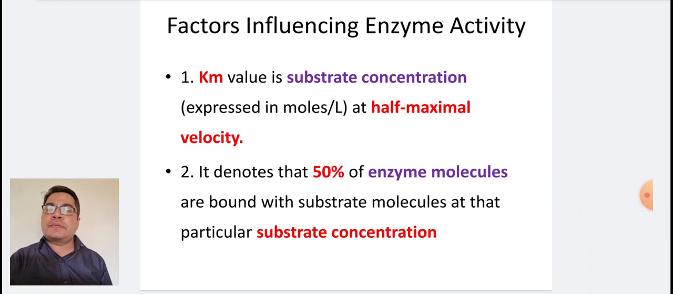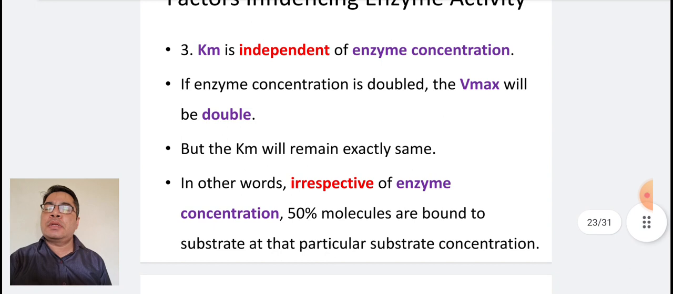Km value is the substrate concentration, expressed in millimoles per liter, at half maximal velocity, and it denotes that 50% of enzyme are bound with substrate molecules at that particular substrate concentration. Km is independent of enzyme concentration. If enzyme concentration is doubled, the Vmax will be doubled, but the Km will remain exactly the same. In other words, irrespective of enzyme concentration, 50% are bound to the substrate at that particular substrate concentration.